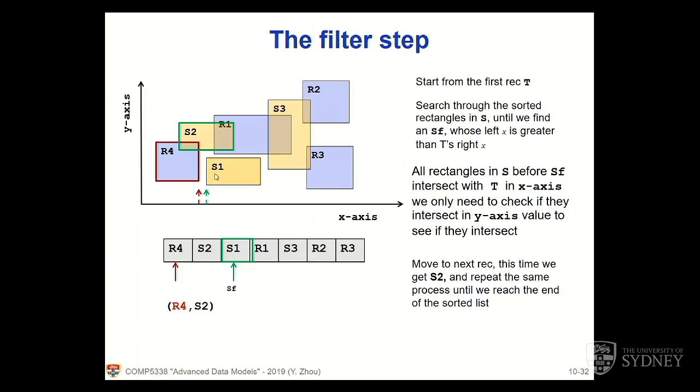Now we move to the next rectangle, and then next, we move here and repeat the same thing until we find everything. So that's basically a very specially designed way to answer spatial join queries. Its complexity is less than the regular join ones.